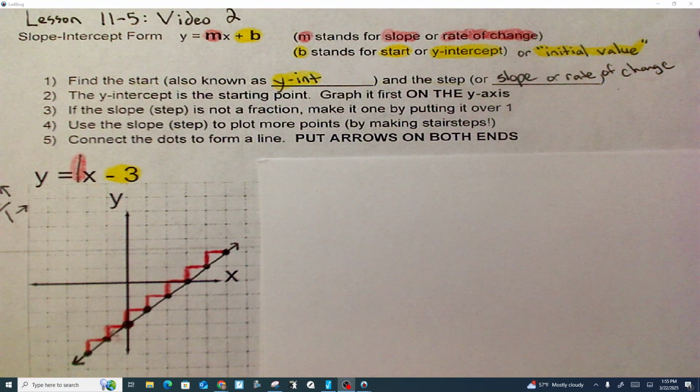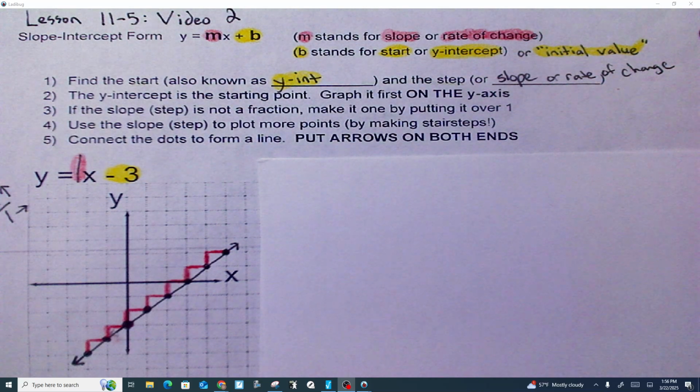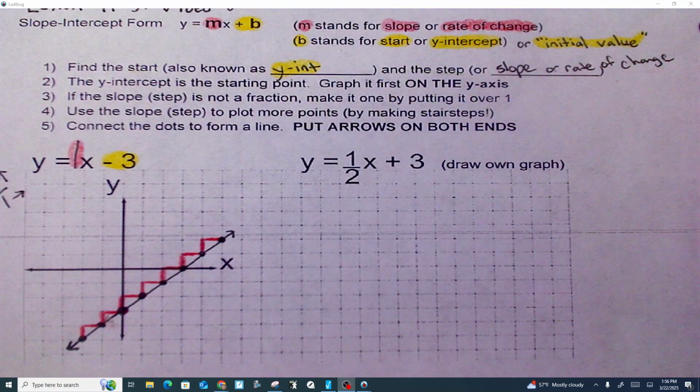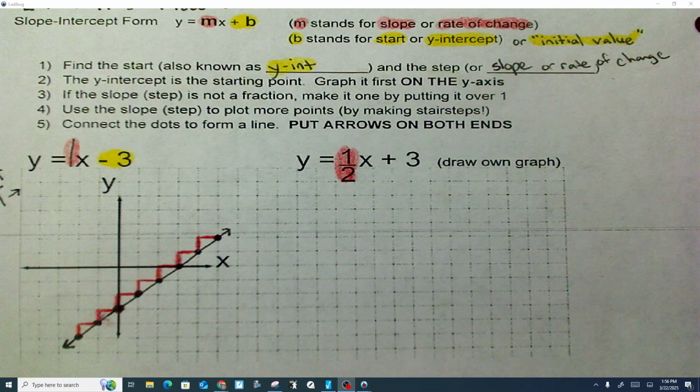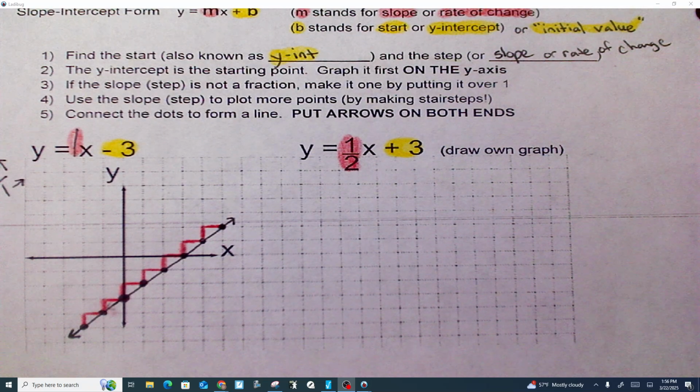In order to finish this up though, I'd like you to get a little bit of practice making your own x and y axis and then graphing a new equation, but this time it's going to have a fraction for our slope number. 1/2 is our slope, and the plus sign in front of the 3 makes this a positive 3 for our y-intercept. Same thing as start, right?